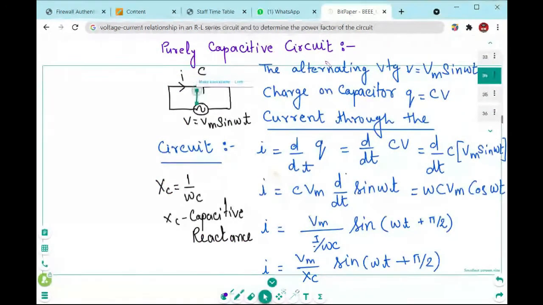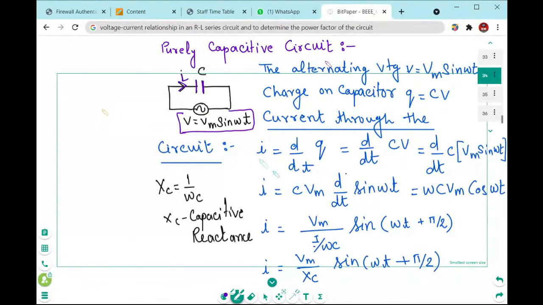Here we are connecting one capacitor. With some voltage, we have applied the voltage V is equal to Vm sine of omega t. This is the input voltage we have applied right here. If you apply some voltage, current will flow through this circuit, that is I, and this capacitor will store some charge. So the alternating voltage is represented by V is equal to Vm sine of omega t, and the charge stored in the capacitor Q is equal to C into V.